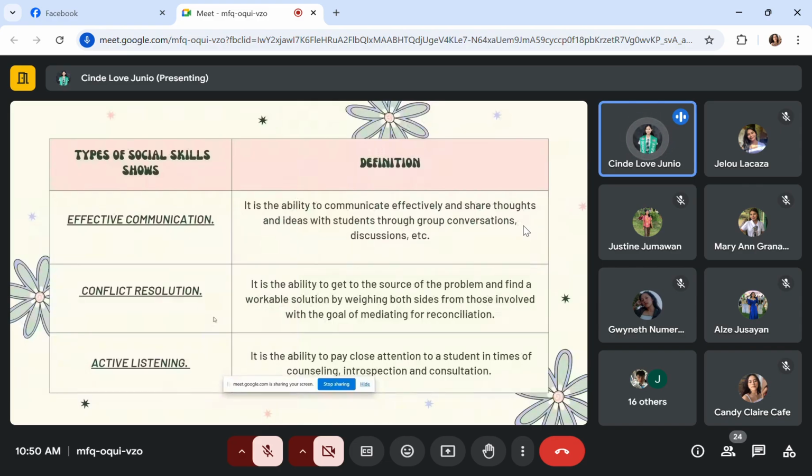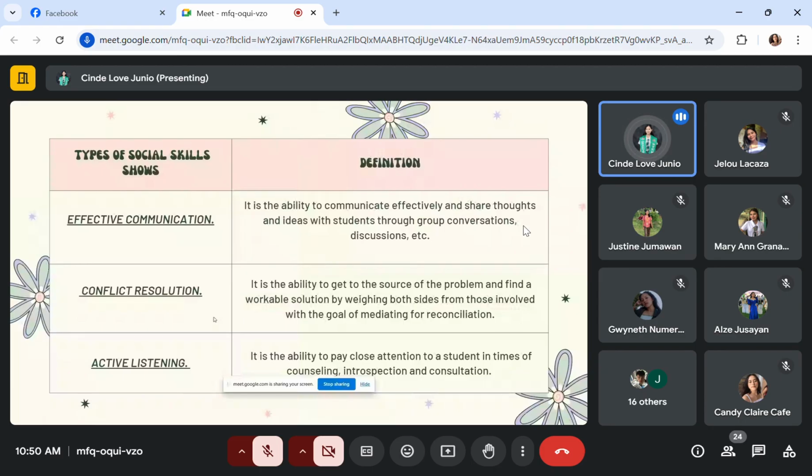Next is conflict resolution. It is the ability to get to the source of the problem and find a workable solution by hearing both sides from those involved with the goal of mediating for reconciliation. So here you are solving disagreements in a fair way, or you are being neutral. For example, there are two kids who are arguing over a toy, so a teacher helped them take turns playing with it.